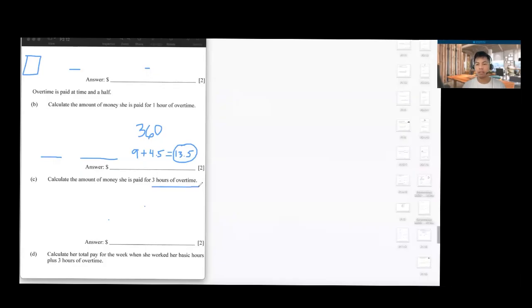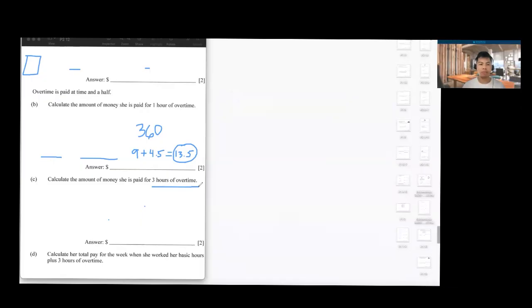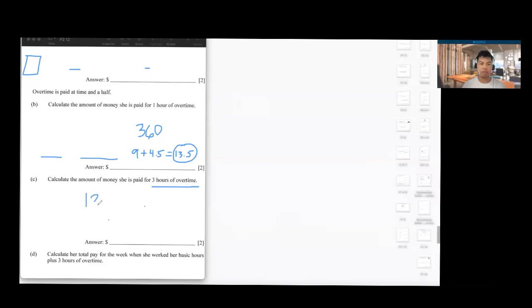How do we get this? Aliyah? Hold on. Letter C, how do we get letter C? Is it 13.5 times 3? That's right. So $13.5 will be multiplied by 3 hours.